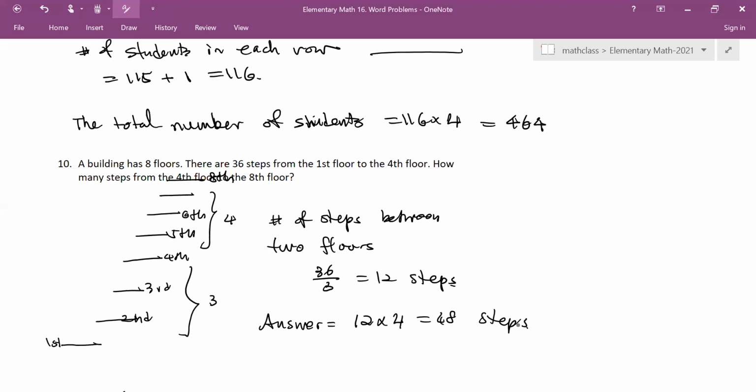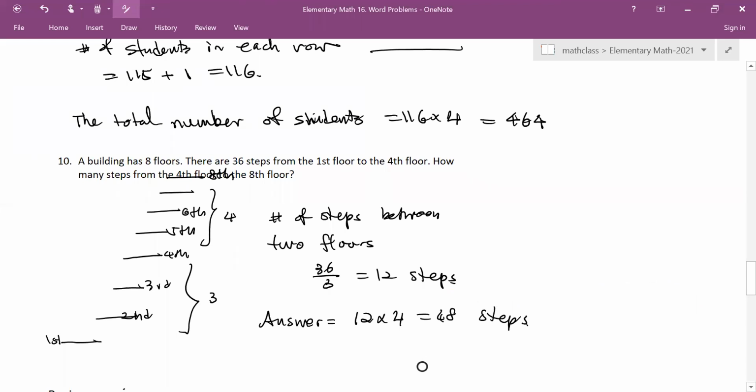Total is 72 steps, right? No, not 72. Okay. Total is 36 plus 48. That'll be 84. Okay. Right, clear? Yeah, draw the picture.